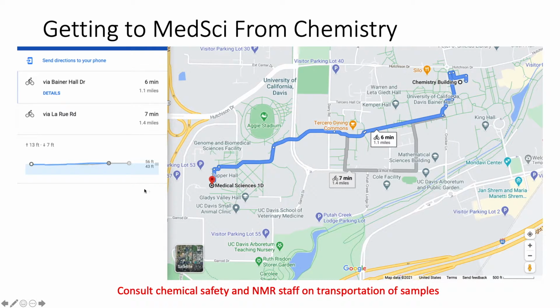It's always important to consult chemical safety and NMR staff on the transportation of samples if you have any questions, or if you're in a research group, you can always talk to your fellow lab mates and ask them if they have used the facility, and how they do so.